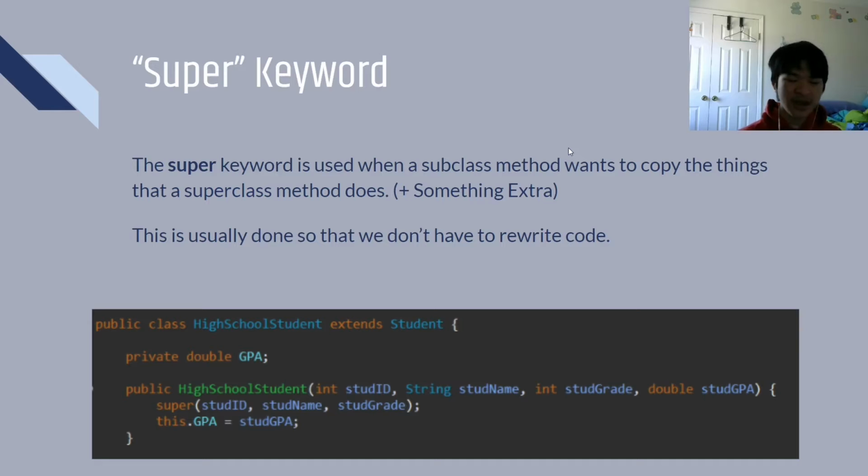And this is usually done just so that we don't have to rewrite code again. Because, man, writing one line versus writing 3 lines, this is a lot more efficient. So that's why we use the super keyword.